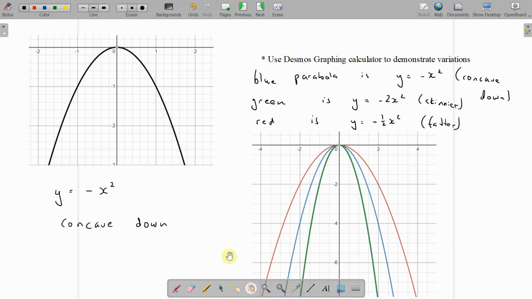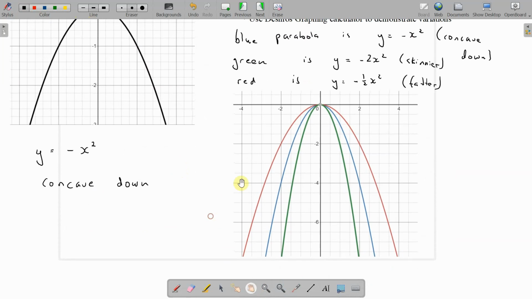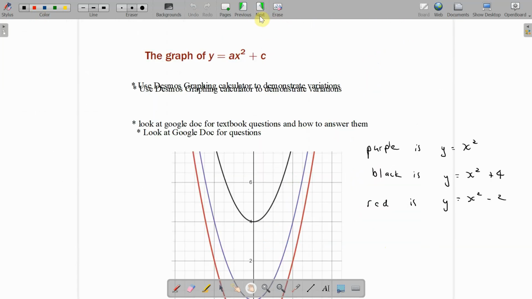Next one, where you can also put numbers before the minus x squared. So minus 2x squared. I'll just see where our minus x squared is, and then the blue is minus x squared. The green is minus 2x squared. So again, it goes skinnier. And then minus a half x squared, a fraction, makes it wider. So there's those ones there.